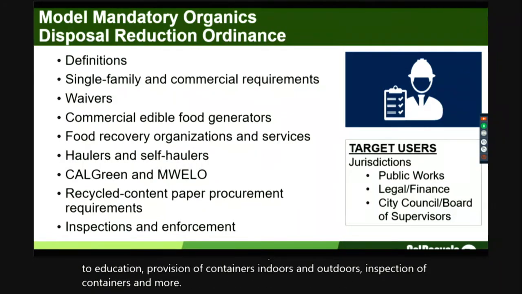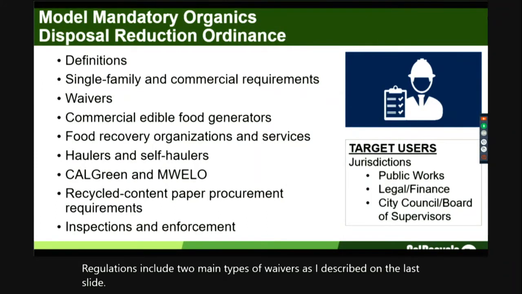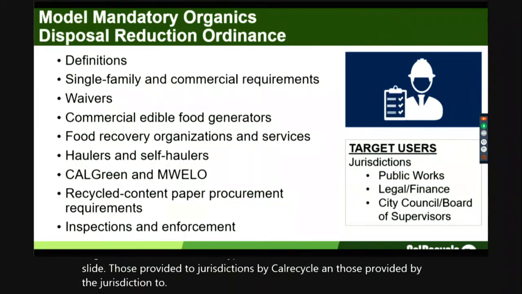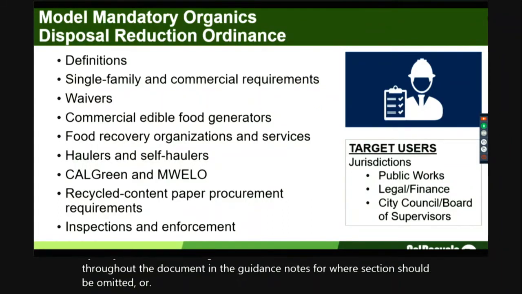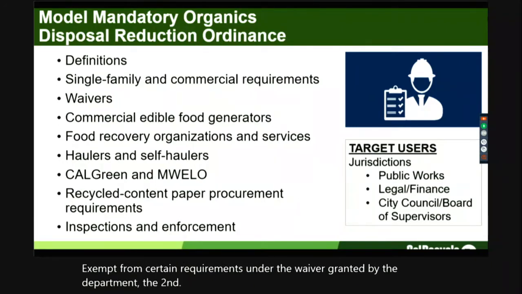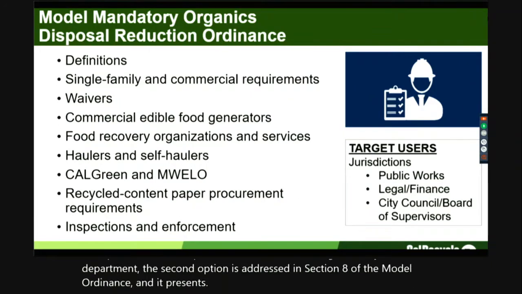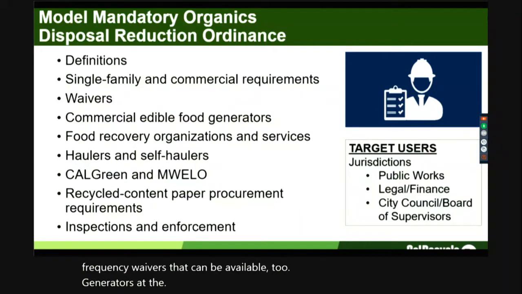The regulations include 2 main types of waivers, as I described on the last slide: those provided to jurisdictions by CalRecycle and those provided by the jurisdiction to their generators. The first situation is addressed throughout the document in the guidance notes for where sections should be omitted or modified if the jurisdiction is exempt from certain requirements under the waiver granted by the department. The second option is addressed in Section 8 of the model ordinance, and it presents the de minimis, physical space, and collection frequency waivers that can be available to generators at the option of each jurisdiction.